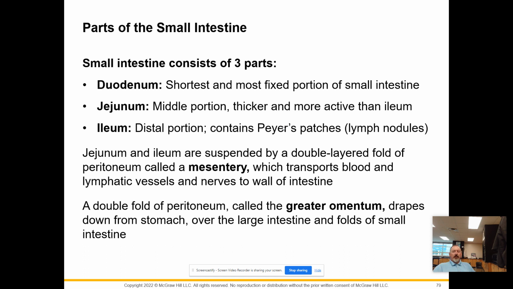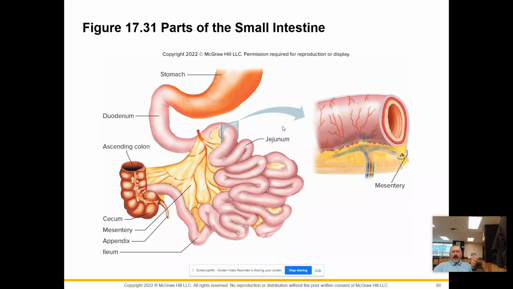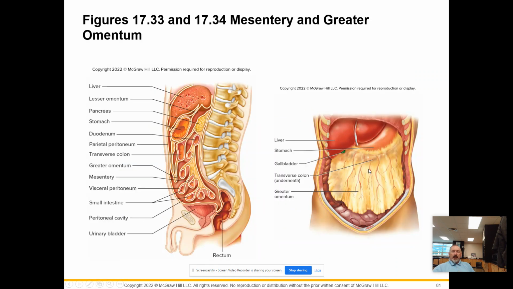So the jejunum and ileum are suspended by a double layer. This to me kind of looks like an apron, and I've heard it called that anatomically. And so this apron is going to be the mesentery. And you can see that mesentery, a little bit of it here. And from here's a connection of the mesenteric, and you can see the artery and vein and the lymphatics that are going to be tied to there.